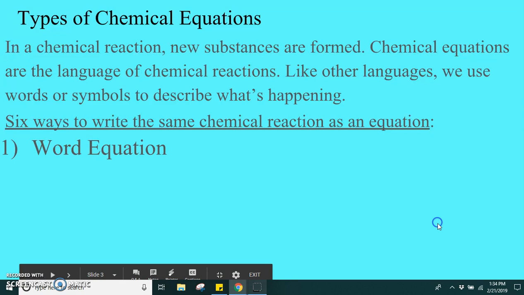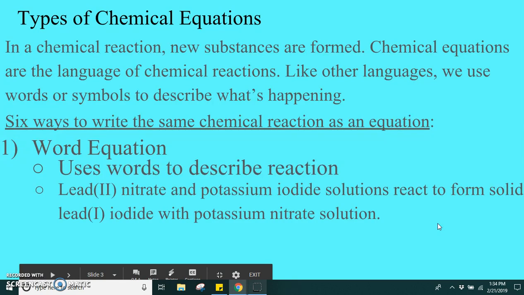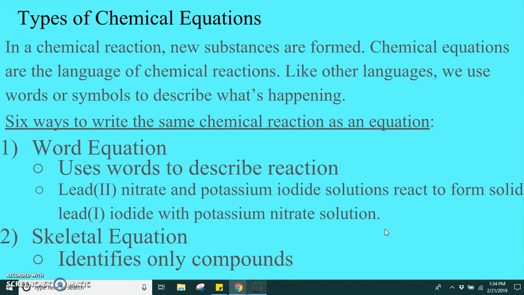So there are 6 ways to write the same chemical reaction as an equation. And the first one is just a word equation. You're going to get some of these where I'm going to give you the words and you're going to write down the formulas. So: lead(II) nitrate and potassium iodide solutions react to form solid lead(I) iodide with potassium nitrate solution. So using those words, you can then write a chemical equation for that. And what you would write would be the skeletal equation.